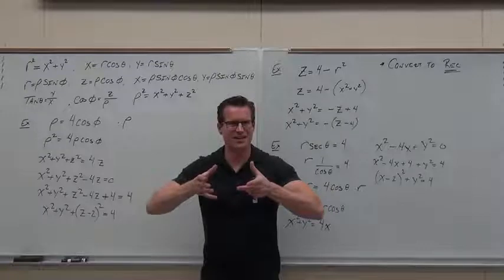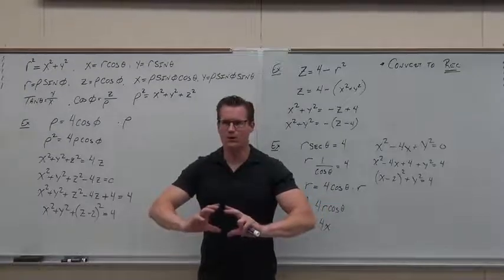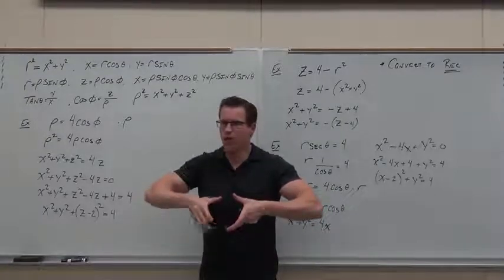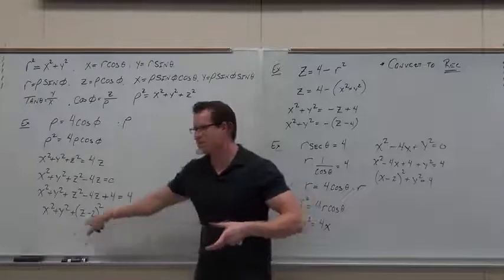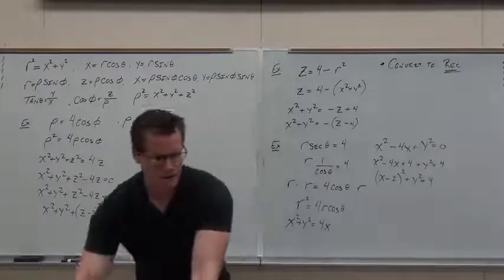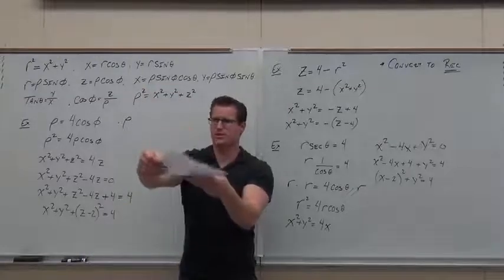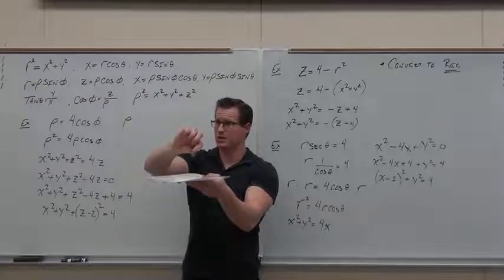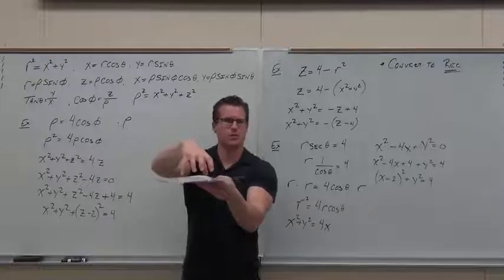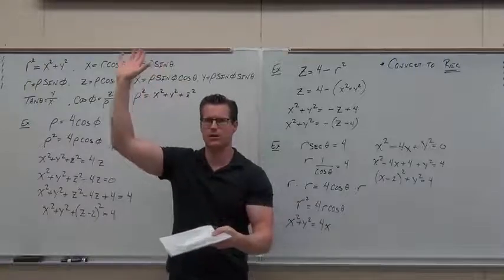Are you guys starting to see it? This is a ball that is floating right on the XY plane. It's got a radius of 2. It's shifted up 2 spots. So think plane, XY plane, ball. It's sitting right on there because the center is shifted up 2 spots. It's got a radius of 2. That's what's happening here.